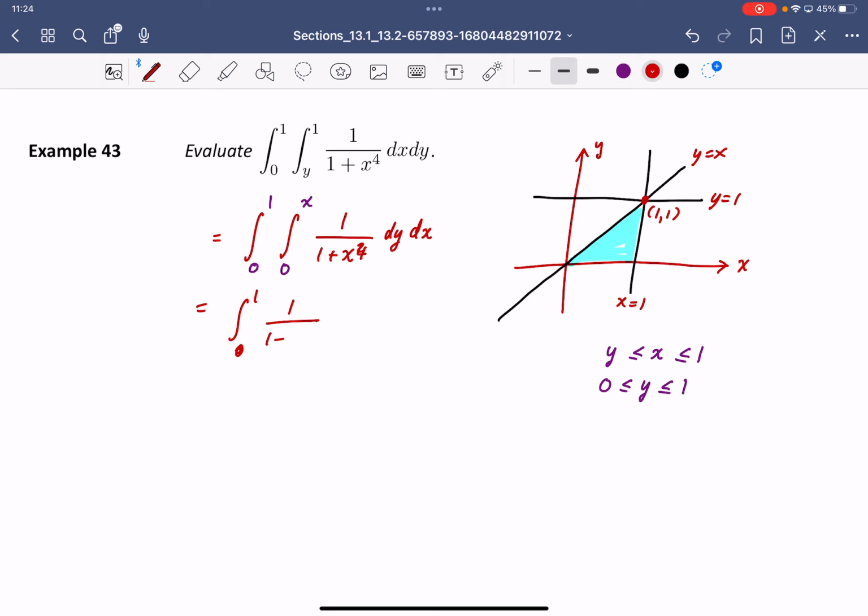So 1 over 1 plus x squared, you can pull out because this is constant. So now you just integrate that. This is a good one because the inner function gives you something that you can integrate, the integral from 0 to x of dy. You're going to get just x back, right? Because x, and then how do you integrate x over 1 plus x to the 4th power?